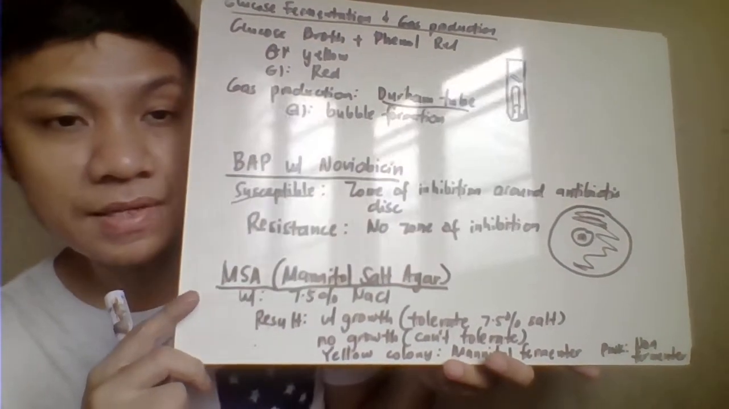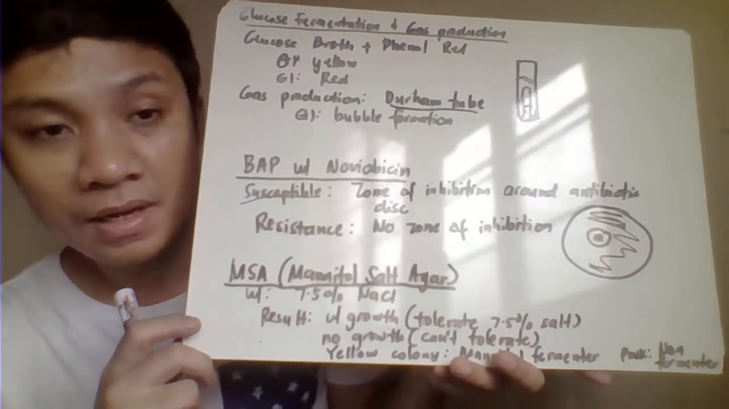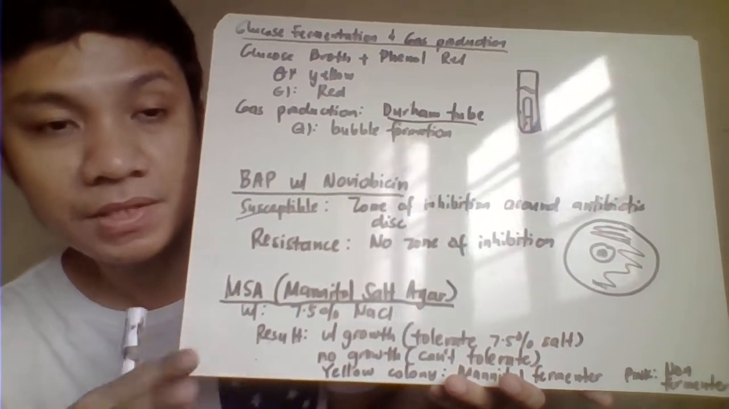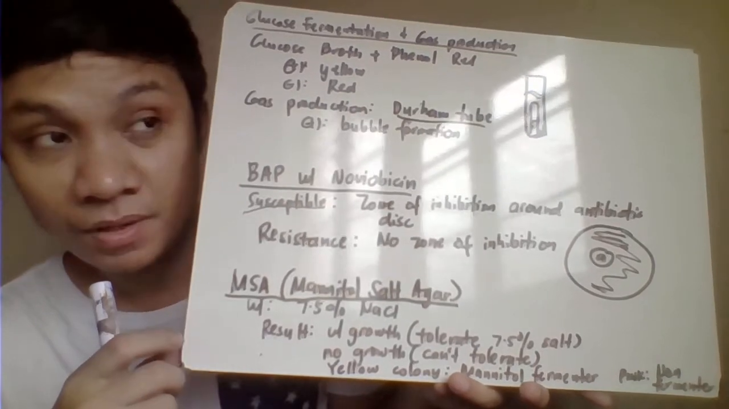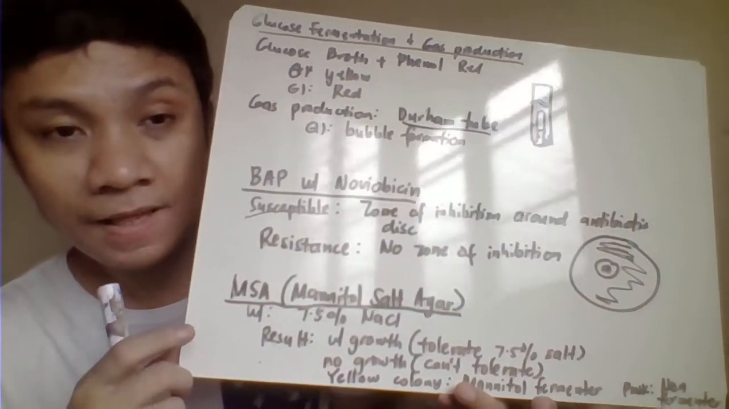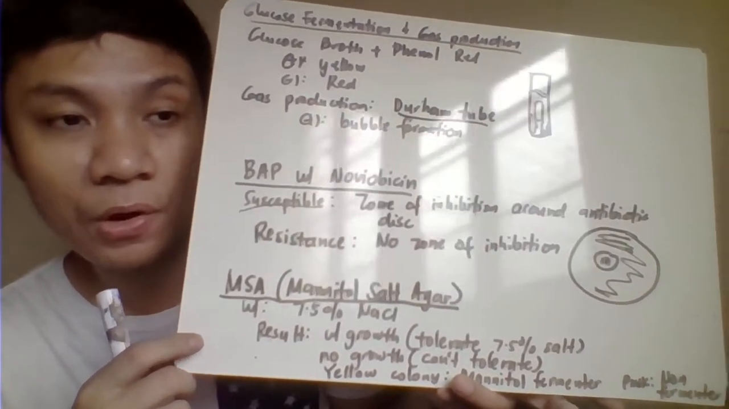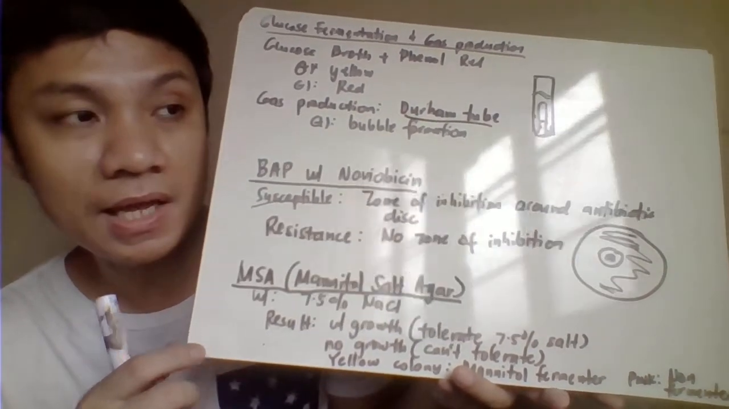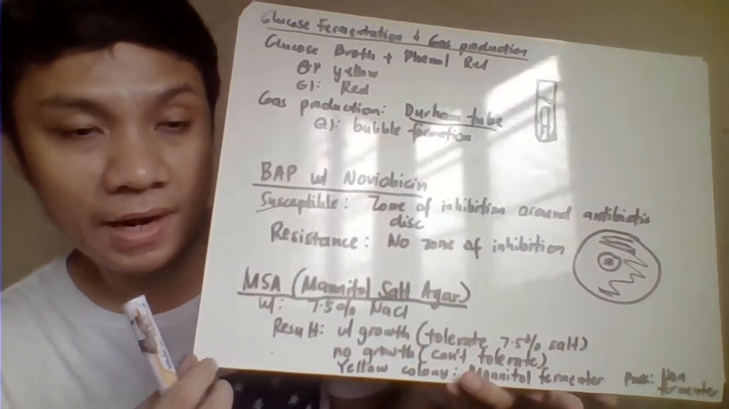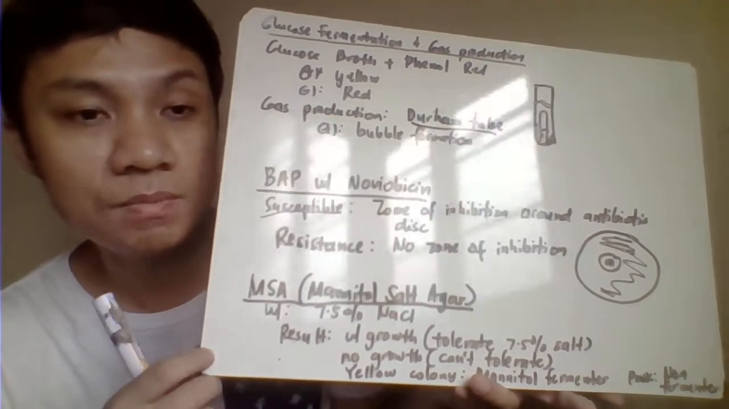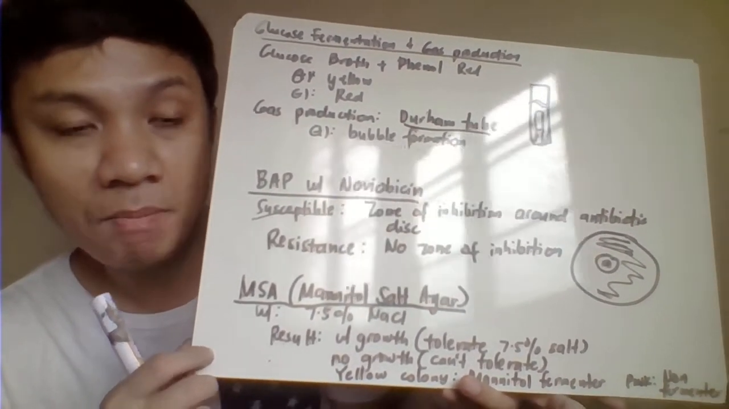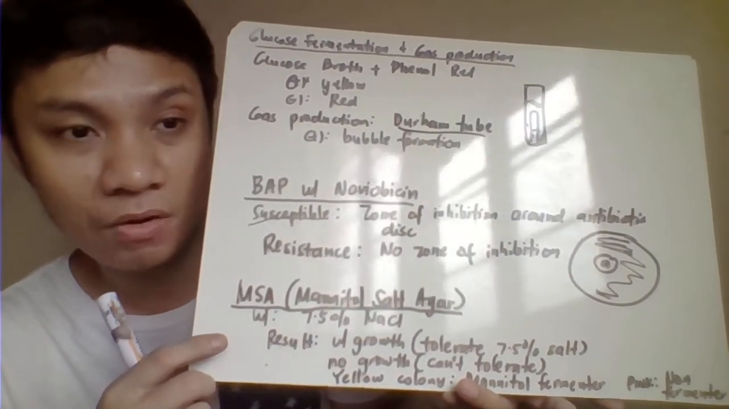Okay, then we have your MSA, mannitol salt agar. So, mannitol salt agar contains 7.5% sodium chloride. So, if you try to streak your organism on that, information can be derived out of this culture media. Number one, if your organism here is able to grow in the MSA, so mean to say it is able to tolerate here your 7.5% sodium chloride. Pag hindi siya nag-grow, meaning to say that one is being inhibited by your 7.5% sodium chloride. Remember, nag-grow lang dito ay Staphylococcus aureus.